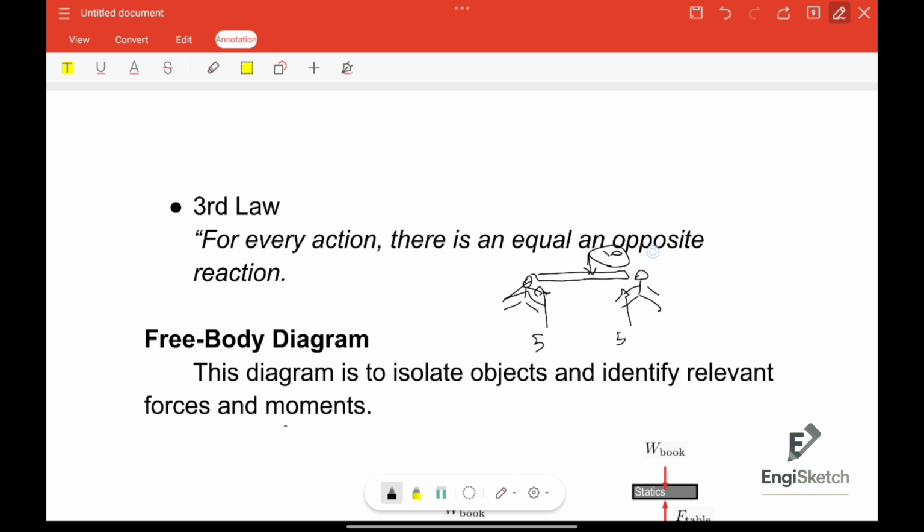So an equal and opposite reaction. We have 10 going downward, so we have an equal 10 going upward, 5 and 5, 10 again, equal to the 10, and in the opposite reaction. This one is going downward, this one is going upward. This is what Newton's third law says.